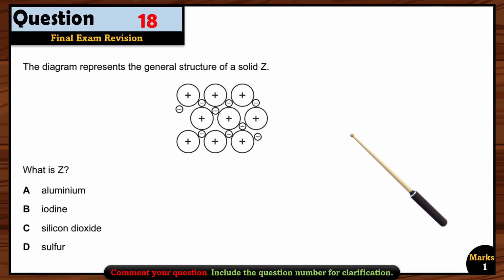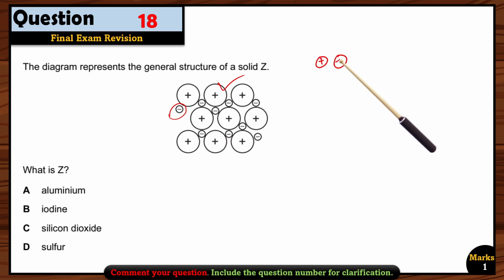Let's see question 18. The diagram represents the general structure of solid Z. If you see, we have positive ions and small electrons. Sometimes the students get confused between the metallic structure and the ionic lattice structure, because in ionic compounds, we have positive ions and negative ions, right? And same in the metal. In metals, you will see the positive ions and electrons.